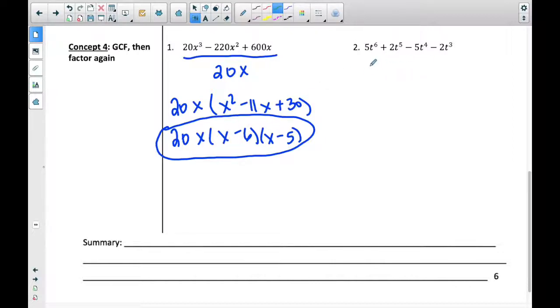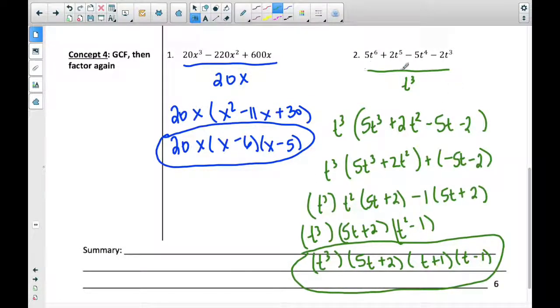Take a look at number 2. There is a GCF. It's only a variable. There's no number. It's just a variable. Factor out the GCF, and then see if you can factor it one more time. This time it's going to be by grouping. So factor out the GCF, and then factor by grouping, and see what you can do from there.